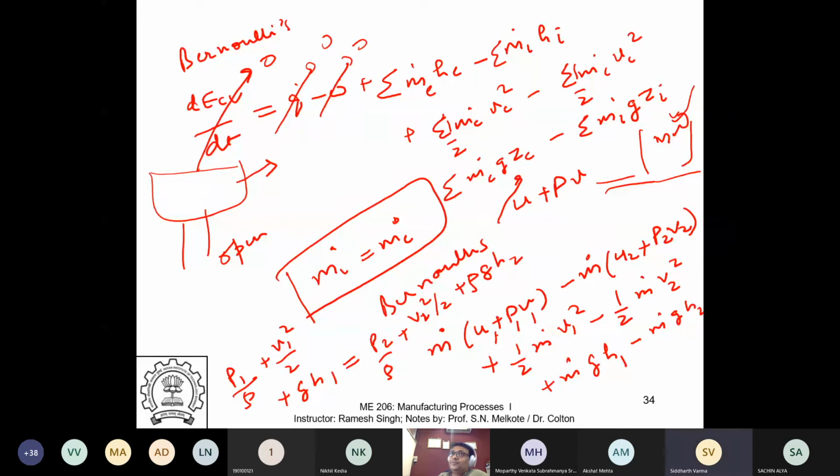What is the pressure? P atm. It's a permeable mold. It can let the air come in from the ambient.